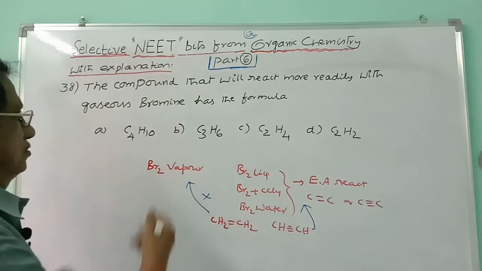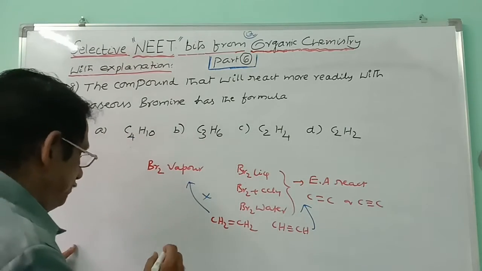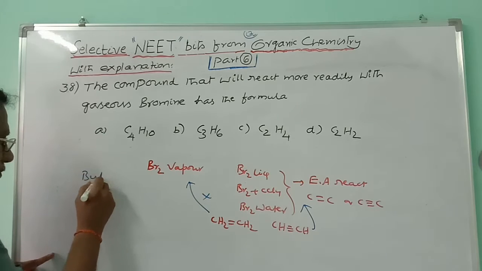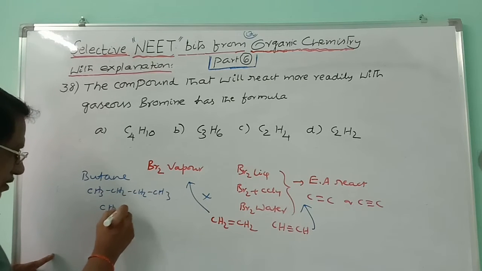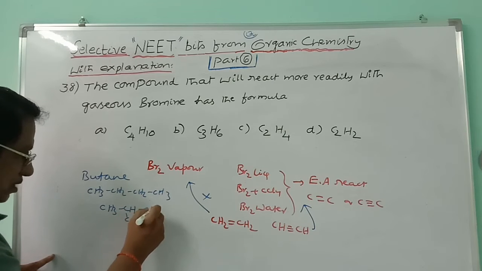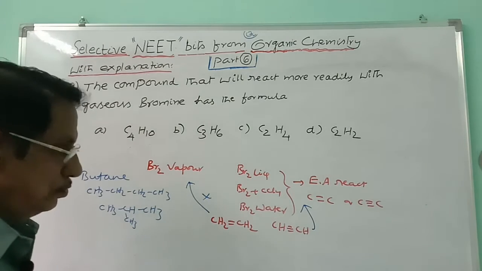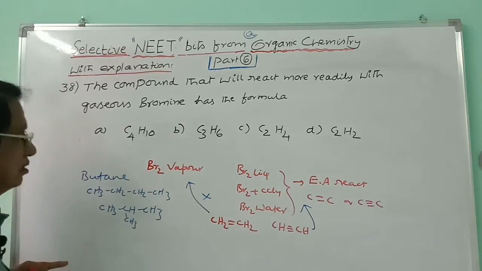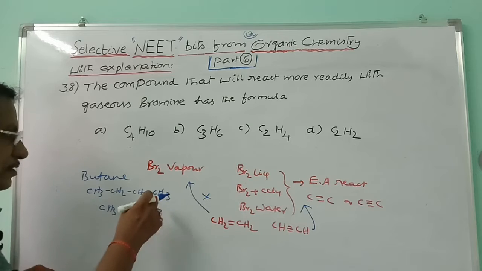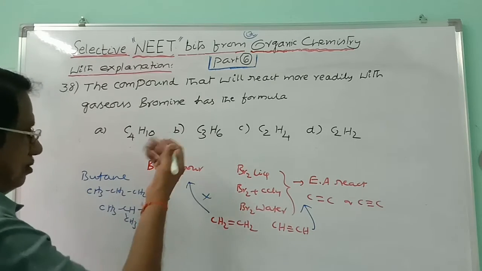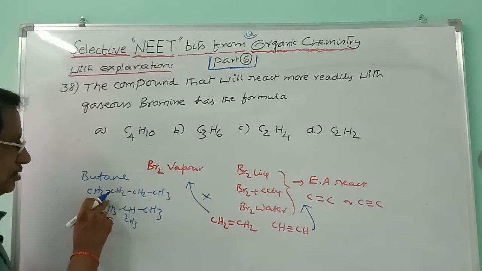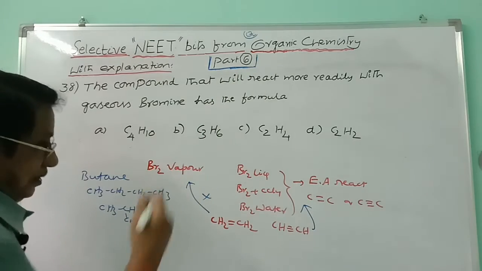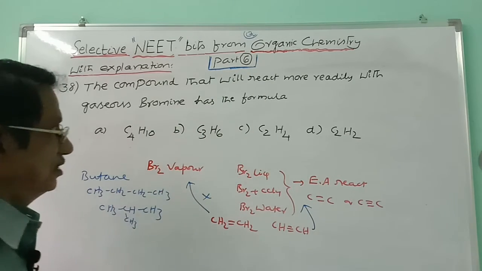Now the competition is between butane and propene. You know, butane, you can write CH3, CH2, CH2, CH3, or even you can take CH3, CH, CH3, CH3, isobutane, and normal butane. Of course, a particular name was not given. If it is normal butane, this can undergo bromination, H is replaced by Br. It becomes free radical substitution. So with bromine, this may undergo bromination. Possibility is there. But more readily, you have to take the other compound also.